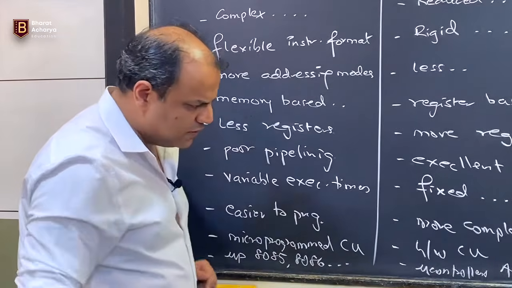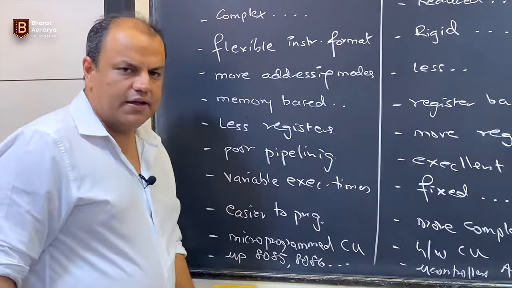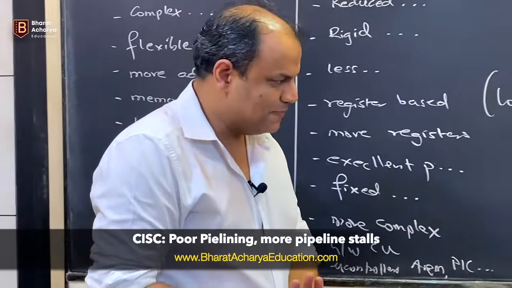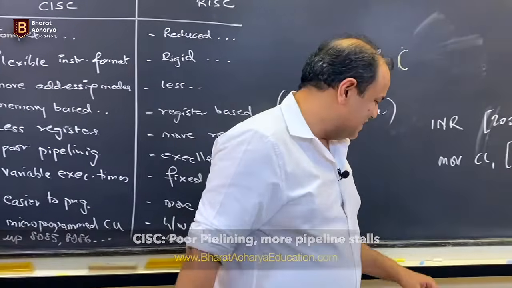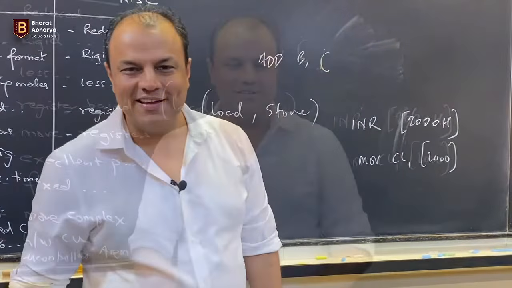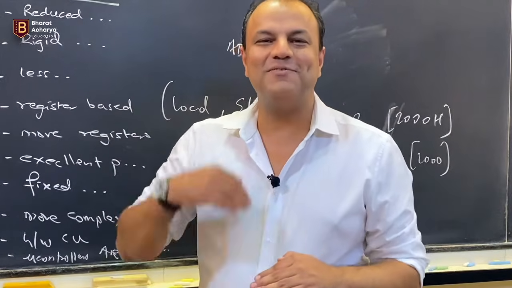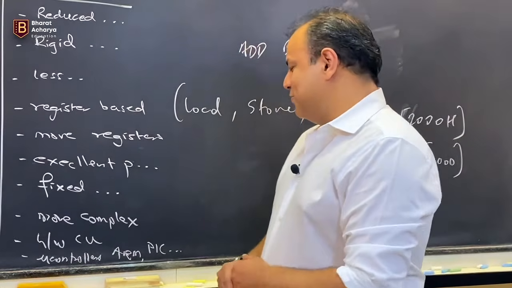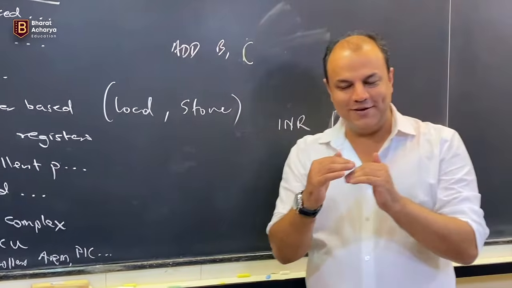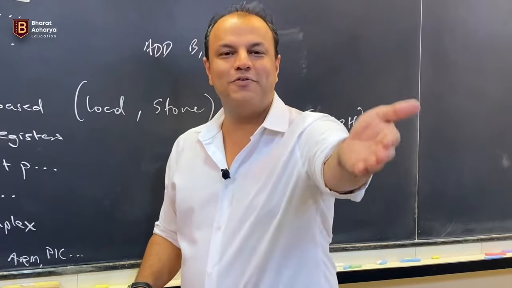So what is the effect of that? The effect of that is clearly shown in pipelining. What is pipelining? Define. In the simplest form, what is pipelining? Executing the current instruction while fetching the next instruction. So while you are executing one instruction, side by side you're fetching the next instruction.